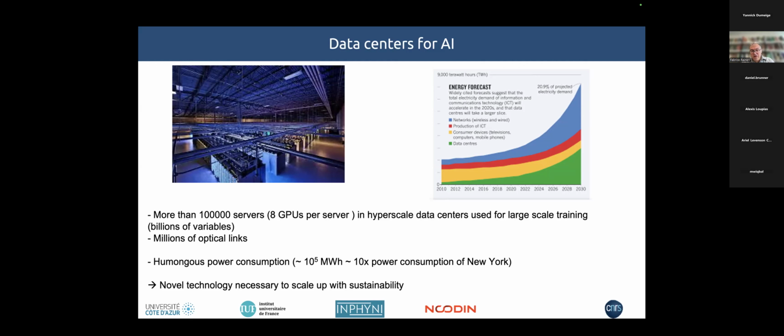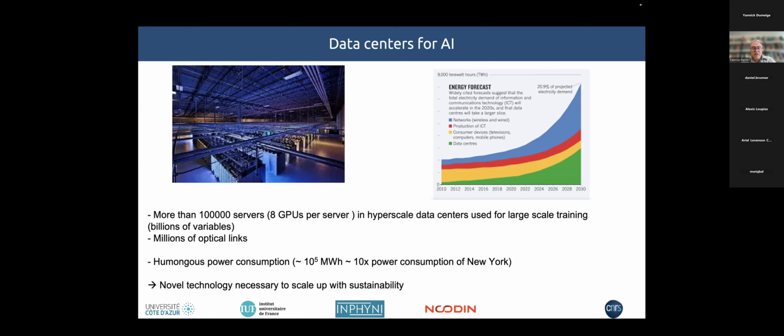And all of this, of course, triggers humongous power consumption of about 10 to the 5 megawatt hours, which is approximately 10 times the power consumption of a city such as New York. So this is very scary, and of course the forecast for the future is terrible for power consumption linked to ICT, information and communication technologies. Daniel talked about 20% of power dedicated to this technology by 2040. This paper was a bit older; it was 2030 in here.